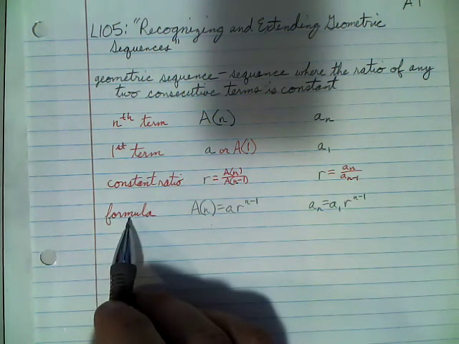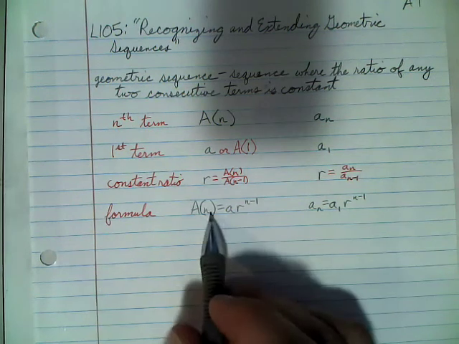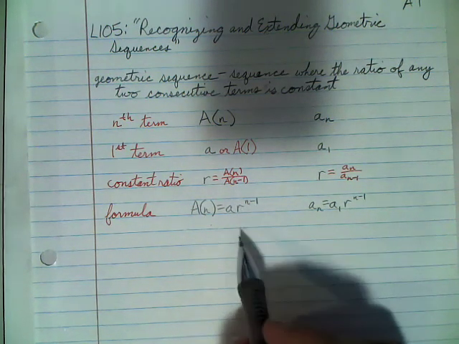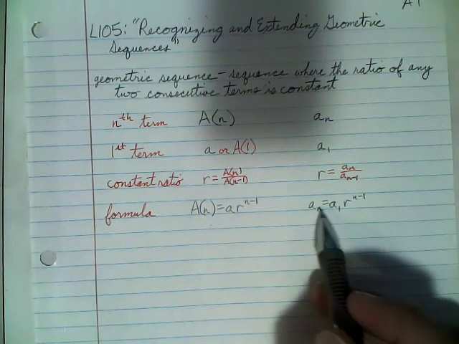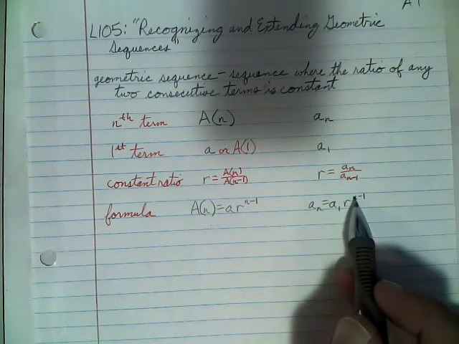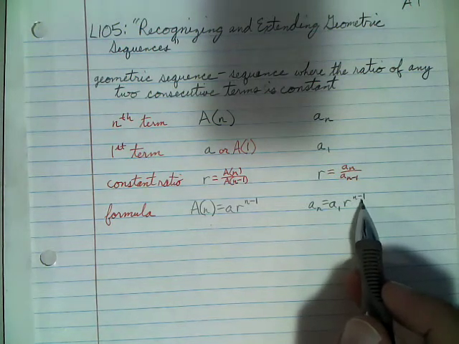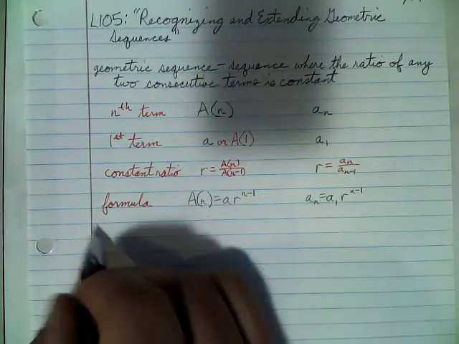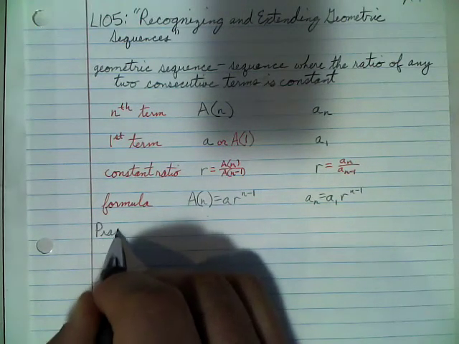The formula then, if we put it all together: a of n equals a, the first term, times r to the power of n minus 1. And very similar over here, a sub n equals a sub 1, the first term again, times r to the n minus 1. So, ladies and gentlemen, to help us out with this, we're going to take a look now at some practice problems.